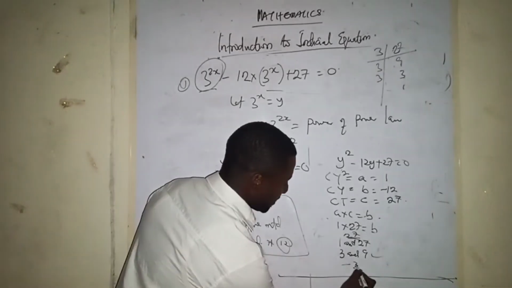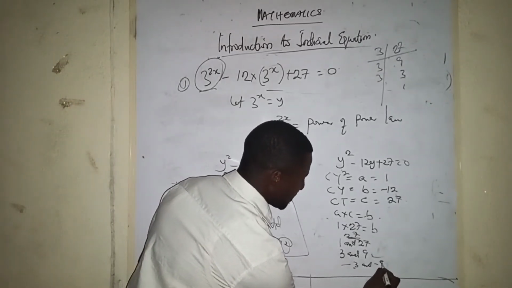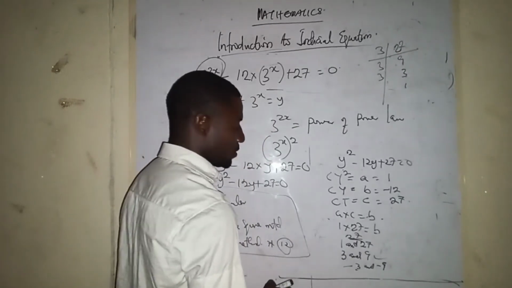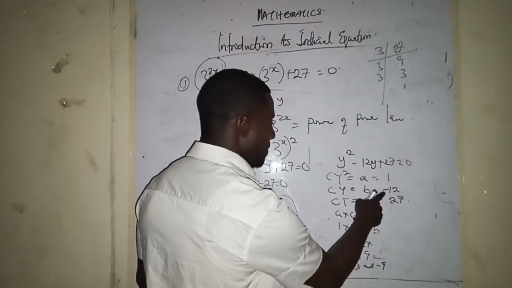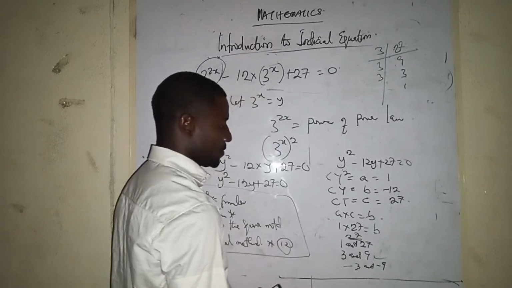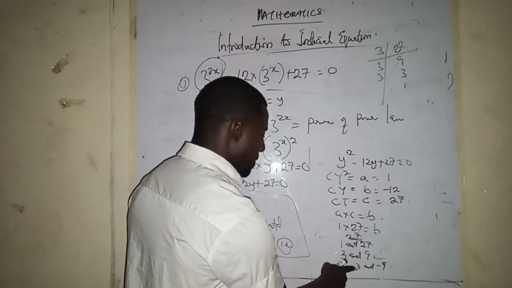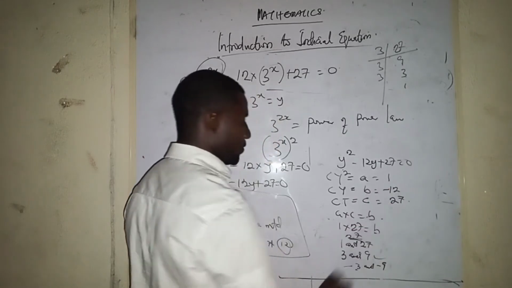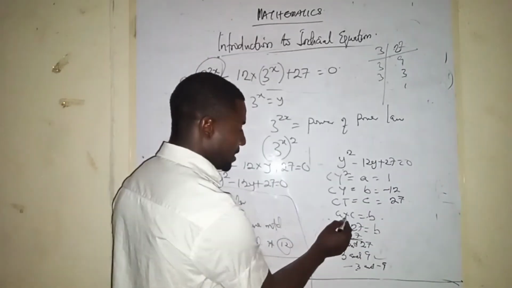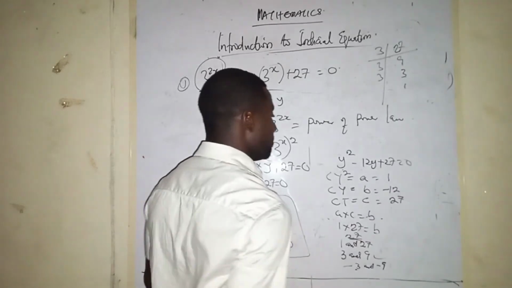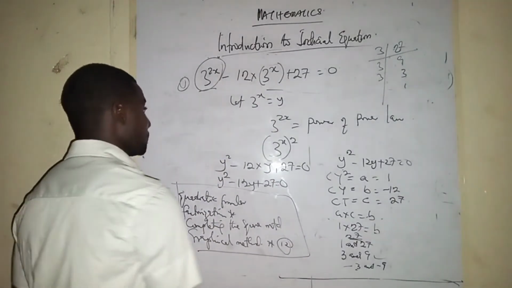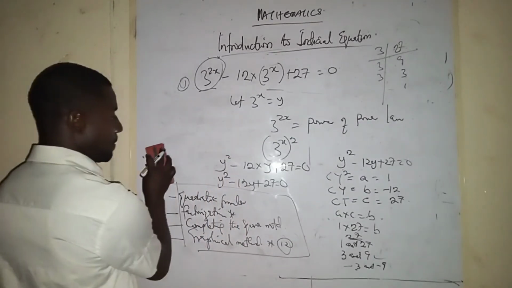You go minus 3 and minus 9. Minus 3 and minus 9. What will it give us? It will give us minus 12. And if you multiply minus 3 and minus 9, it will give us what? 27. And that's how we said A times C must give us what? B. And if that's the case, we're almost done. Okay?